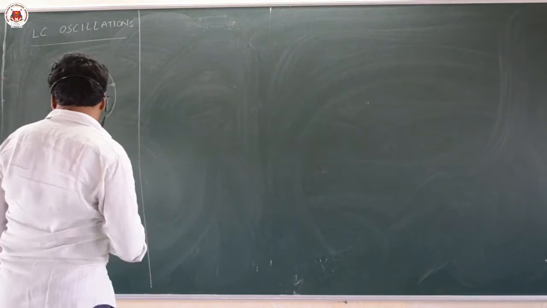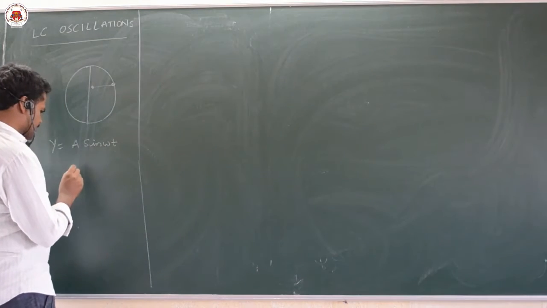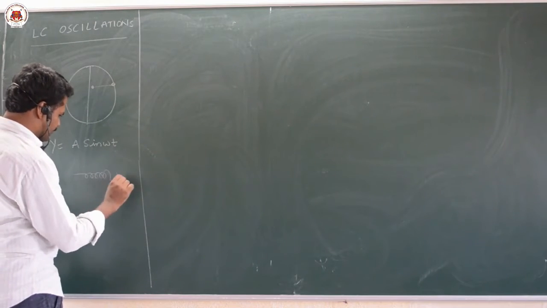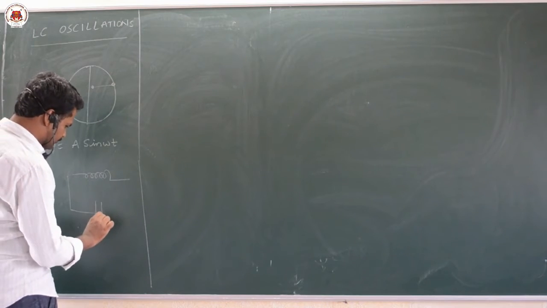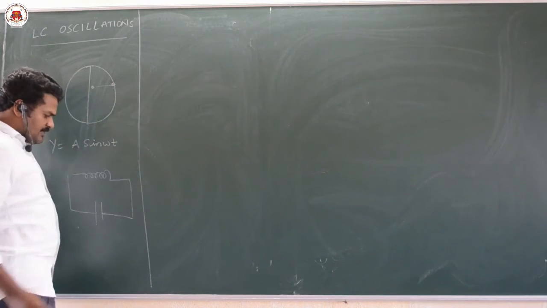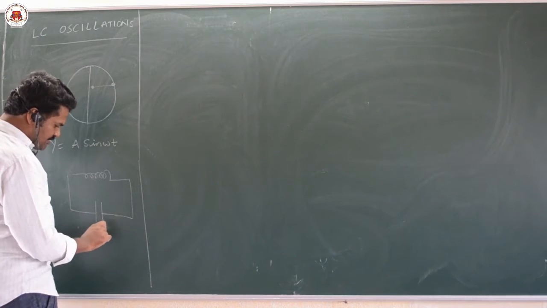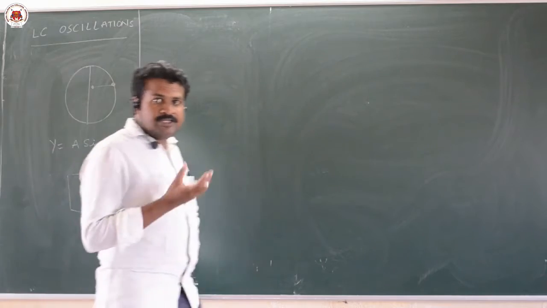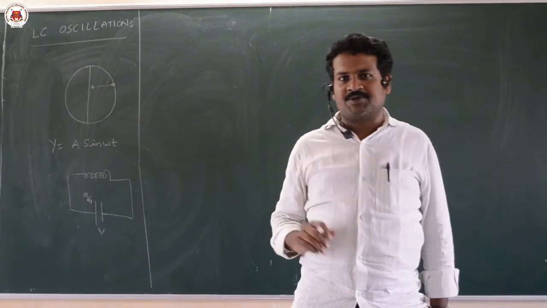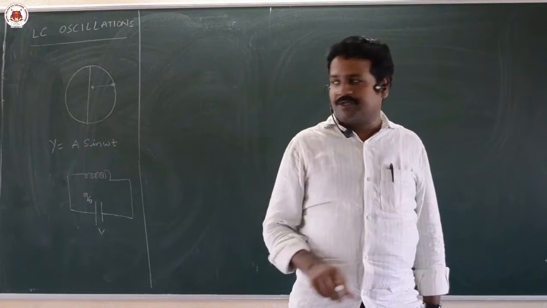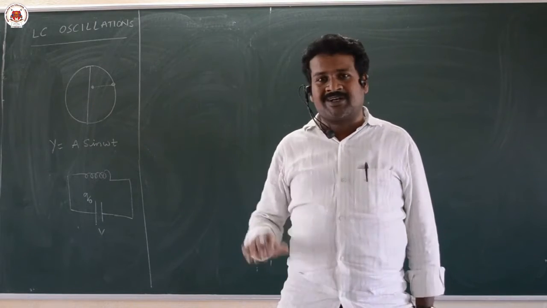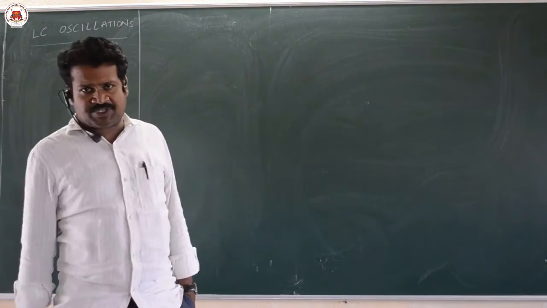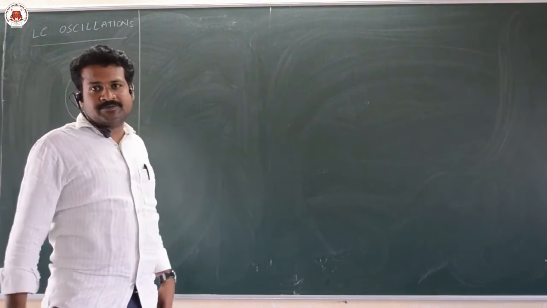So for that, let us connect an inductor to a capacitor. This capacitor is already charged to a potential difference V, having a charge Q naught. I already took a capacitor which was connected to the battery and charged it, then I connected one inductor to that capacitor. Here we will consider an idealistic situation. The inductor is ideal, without resistance.